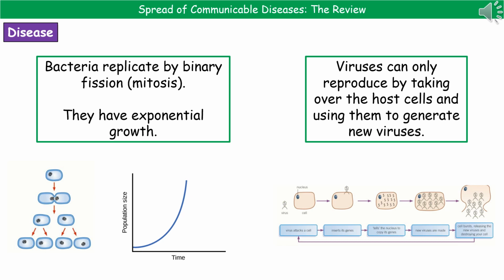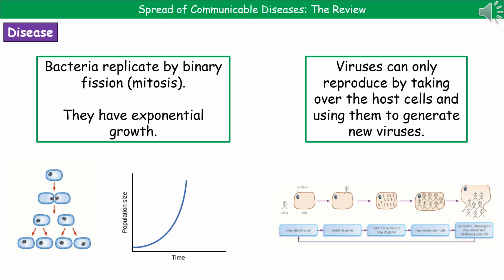If we come on to consider how these different microorganisms are going to replicate, we see different situations whether we're talking about a bacteria or a virus. If we think about bacteria first of all, then they replicate through a process called binary fission, which is basically mitosis. And what we actually see is that they experience something called exponential growth.